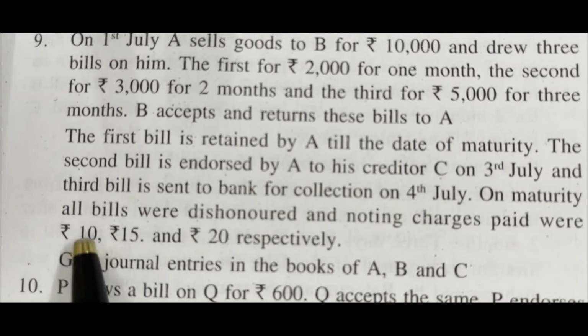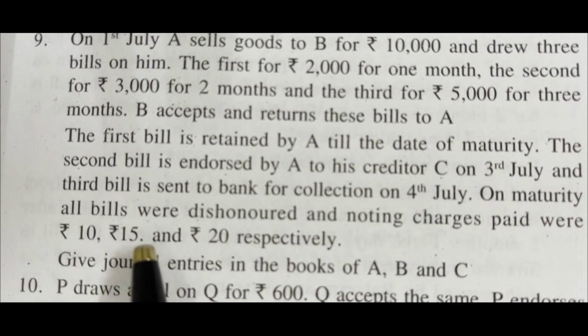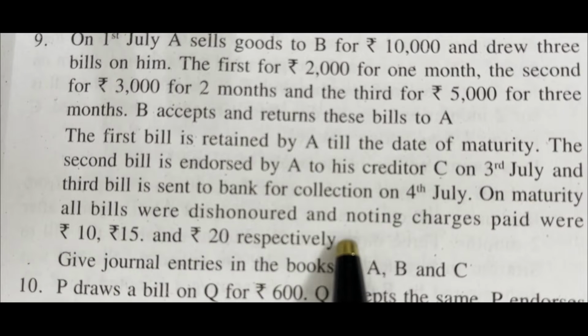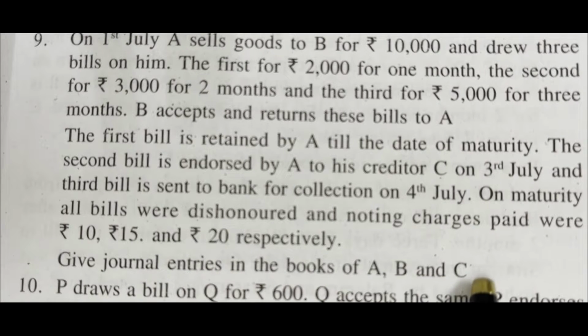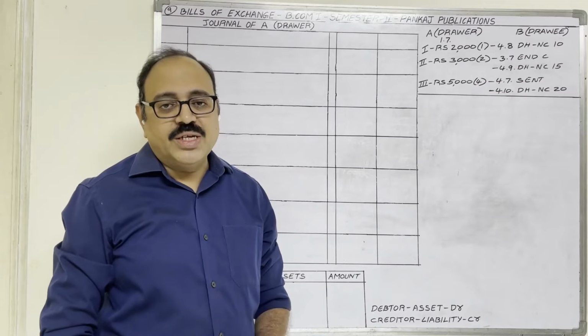On maturity, all bills were dishonored and noting charges paid were 10 rupees, 15 rupees and 20 rupees respectively. Give journal entries in the books of A, B and C. This is the question. Let us see the solution for this. Let us understand the question first.